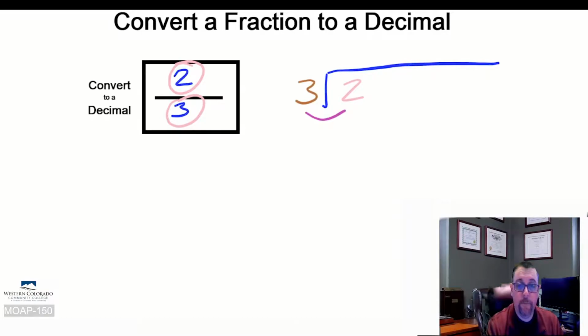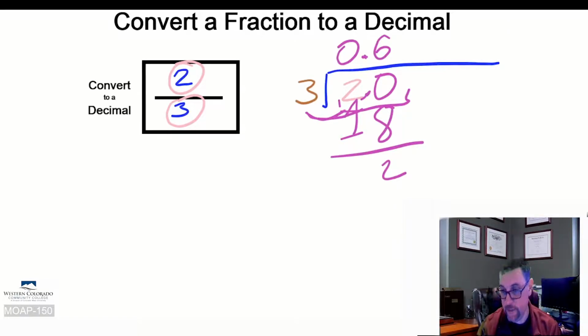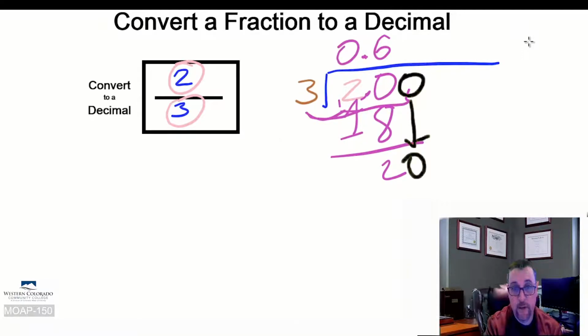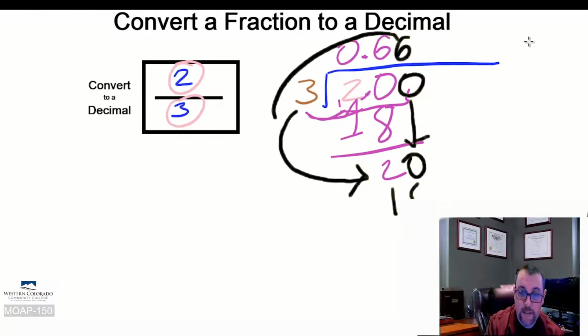Does 3 go into 2? No. 0, decimal. Does 3 go into 20? Yes, it does. How many times? 6 times. That gives us 18. It leaves us with 2. Since we still have numbers, we add another 0, come down. Now we have 20. Does 3 go into 20? Yes, it does. How many times? Interesting. 6 times. That's going to be 18, and that leaves us with 2.